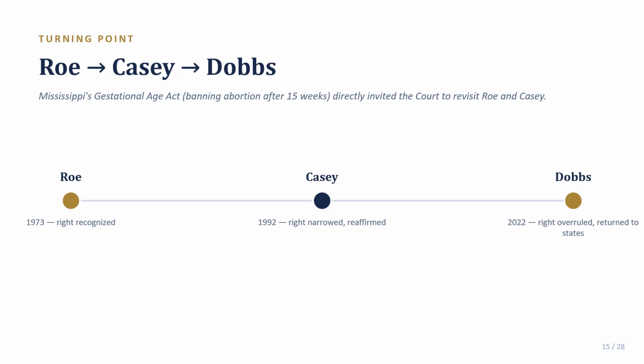And that dissent is worth reading in full if you want a genuinely rigorous take on stare decisis and the arguments that we've discussed, now directly applied to the specific choice to overrule Roe and Casey rather than reaffirm them a second time.